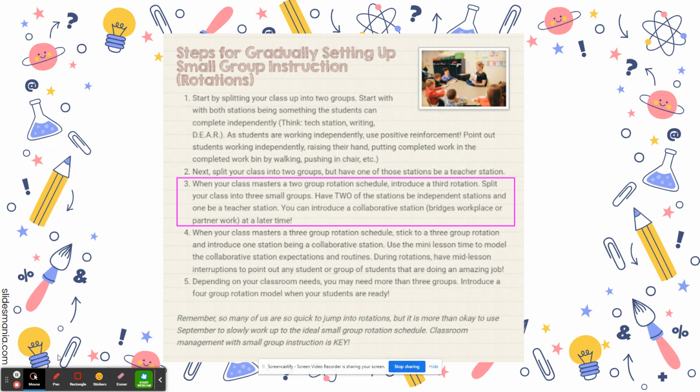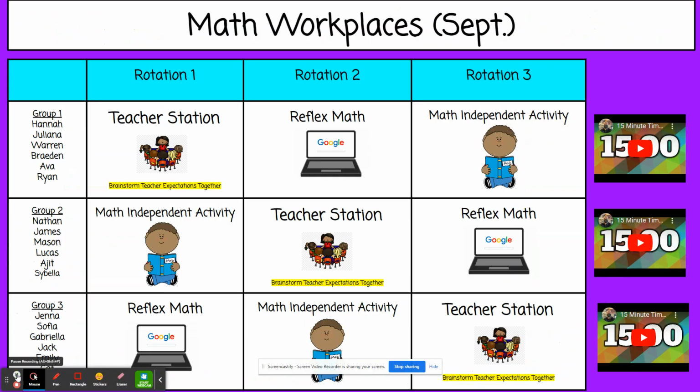When your class masters a 2-group rotation schedule with a teacher station, introduce a 3rd rotation. Split your class into 3 small groups. Have 2 of the stations be independent stations and 1 be a teacher station. You can introduce a collaborative station such as the Bridges Workplace or partner work at a later time. So this is just an example of what that could look like.